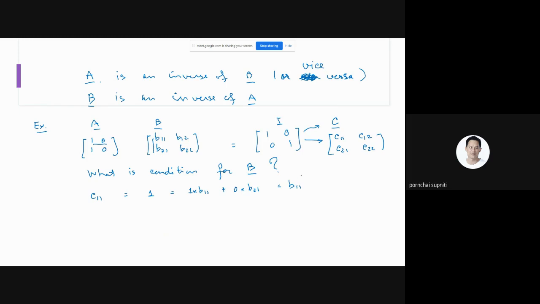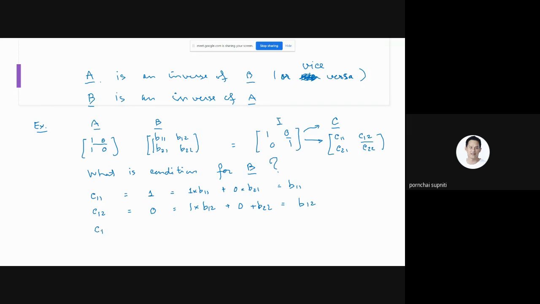If we do it similarly for C12, from here C12 is 0. We can write that C12 is row 1 multiplied with column 2, element by element. So here we get B12.